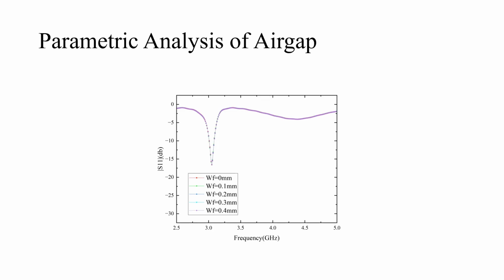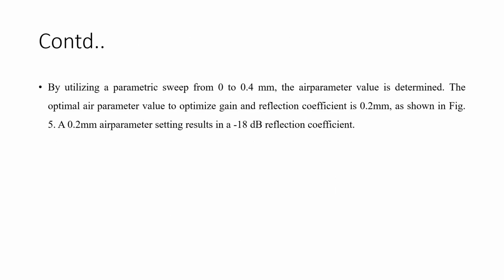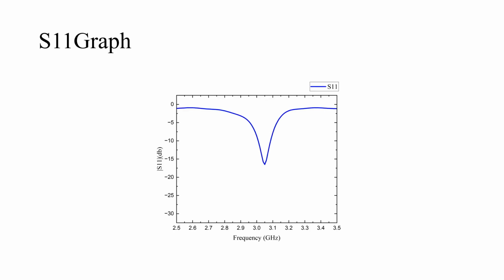Parametric analysis of air gap. By utilizing a parametric sweep from 0 to 0.4 mm, the air gap parameter value is determined. The optimal air gap value to optimize gain and reflection coefficient is 0.2 mm. A 0.2 mm air gap setting results in a minus 18 dB reflection coefficient.